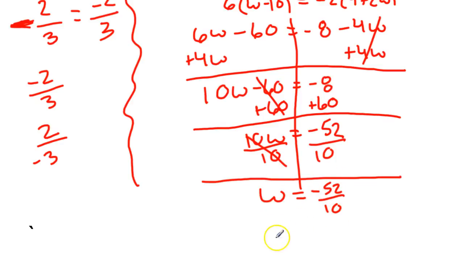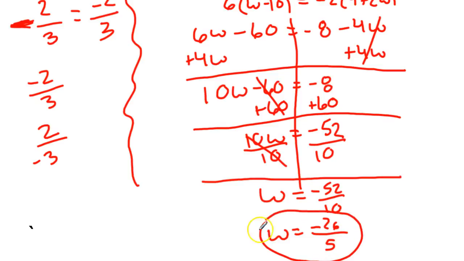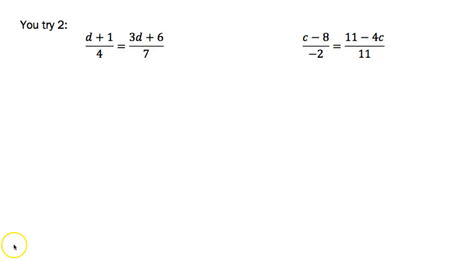But this can be simplified. Each of these are even numbers, so I'm going to divide the numerator and the denominator by 2. So negative 52 divided by 2, what will that be? Negative 26, and 10 divided by 2 is 5. So my final answer is negative 26 over 5. Now I want you to pause this video and try these two problems.